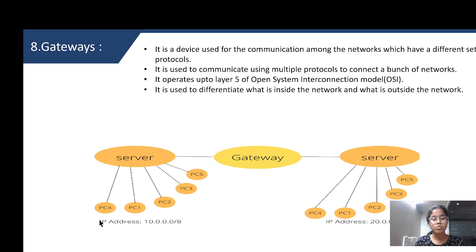And here we have two servers connected through the gateway, and the servers are connected to PCs which have different types of IP addresses. This is how the gateway connections look like.